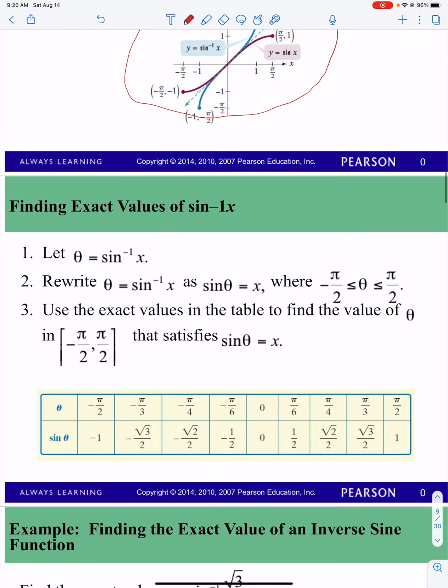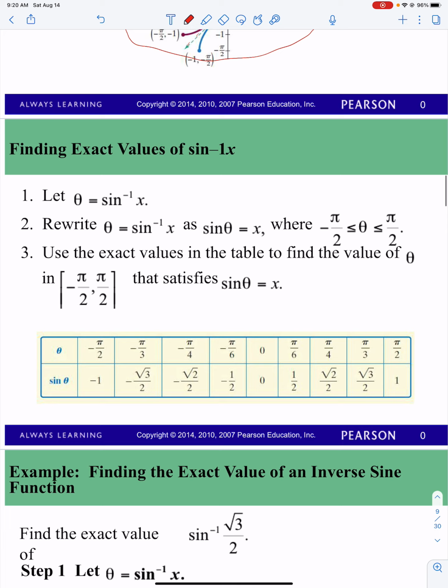And find the exact value of theta equals sine inverse x. Sine inverse of something is always an angle. You guys remember. So you wanted to find an angle. What do you need to be careful about? This angle is between negative pi over 2 and pi over 2. It's not from anywhere. So you have to be super careful with all these special values.